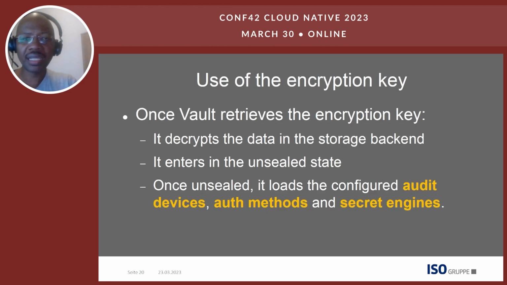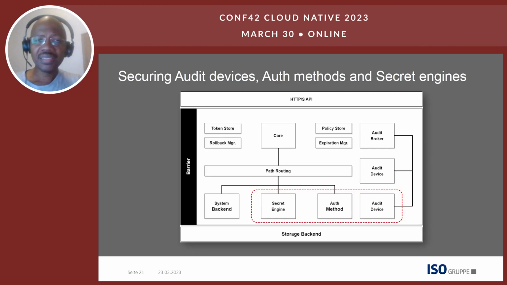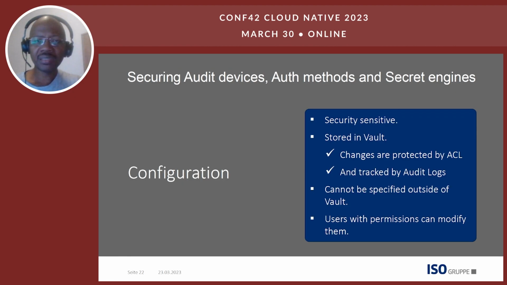Once that is done and Vault retrieves the encryption key, it decrypts the data in the storage backend. It then enters an unsealed state, and when it's in the unsealed state, it can load the configured audit device, authentication methods, and secret engines. Let's see then how to secure the audit device, the authentication methods, and the secret engines. They are all sensitive components.